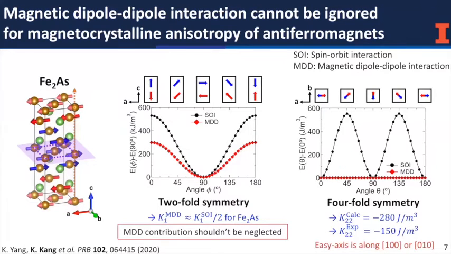Now here is the in-plane anisotropy scanning within the AB plane. Due to the four-fold symmetry of the crystal structure of iron tri-arsenide, the MDD contribution is canceled out, and only the spin-orbit interaction contributes to the in-plane anisotropy. So it shows a four-fold symmetry, which means there are two lowest energy directions, along the 100 direction and the 010 direction, and thus we can use iron tri-arsenide as an antiferromagnetic memory device using the 90-degree rotational difference of the Néel vector in the AB plane.